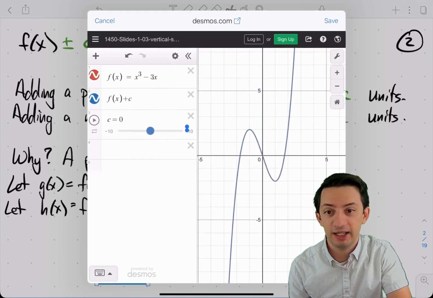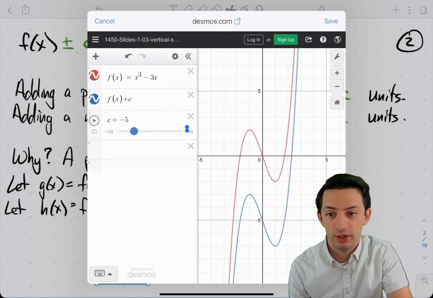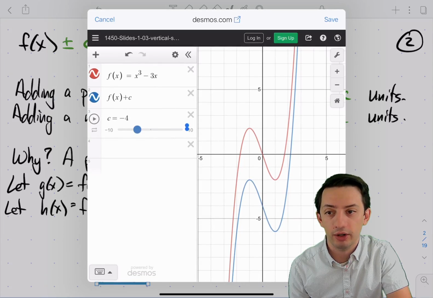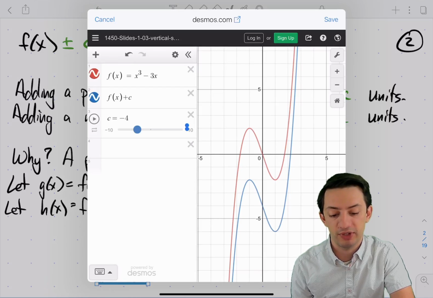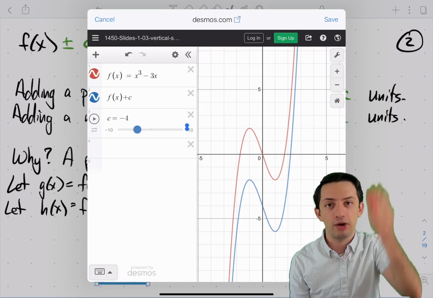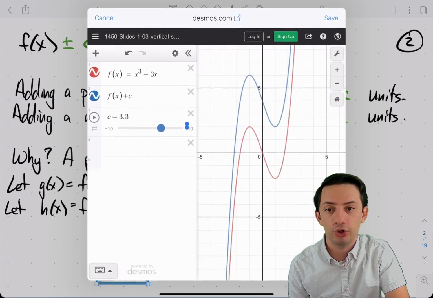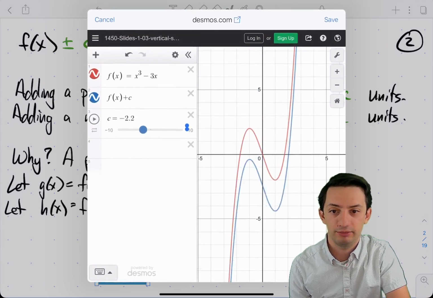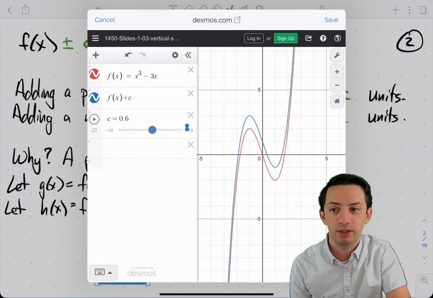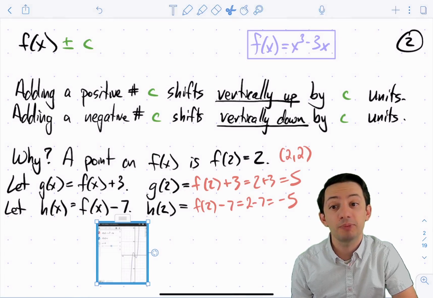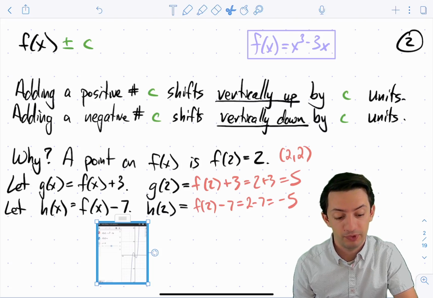When I make c negative, it slides down. So this should make some kind of sense. When you are, say, subtracting 4 from f of x, every point moves down exactly 4. If you take any point on the red and you move down by 4, you get a point on the blue. And so that's all this does. It's a vertical shift up and down. Positive c means up, negative c means down.